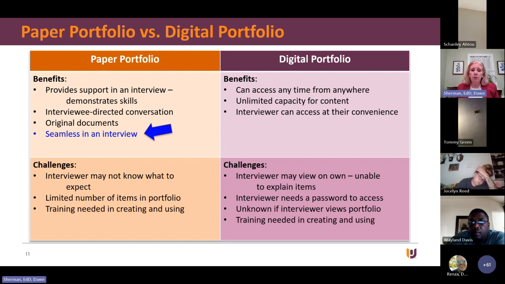If you send a recruiter a link and said, "Oh, here's my portfolio," they might find time to look at it. They might not. And when they're looking at it, they don't have the benefit of you sitting right there explaining it all to them. And when I've asked recruiters in the past, would you pull up a digital portfolio at an interview and use it and have a student show you everything? Most of them have said, "I don't have time. I'd rather get to know them than get to know their portfolio." So there are pros and cons.